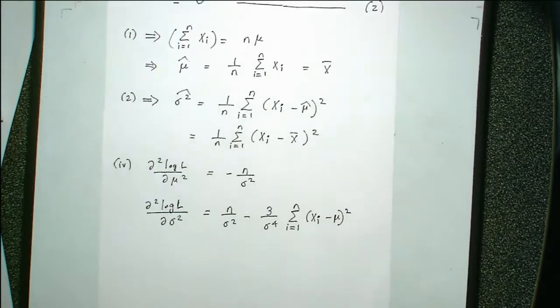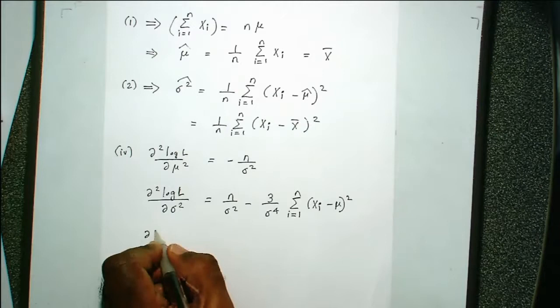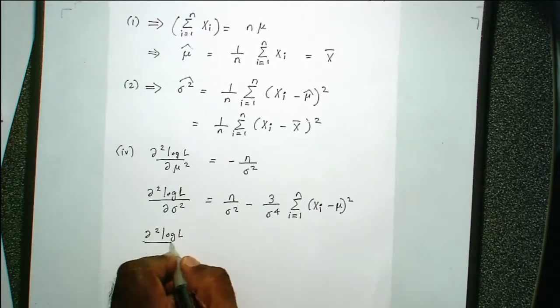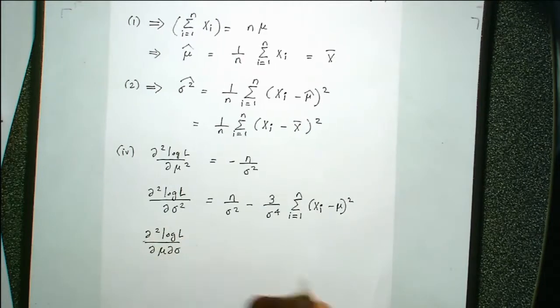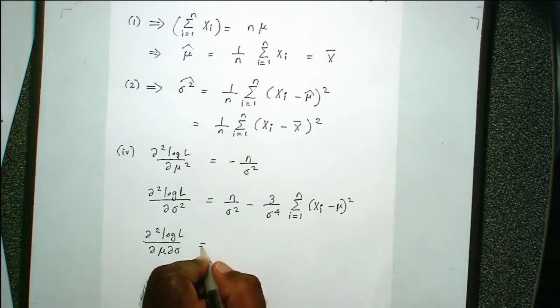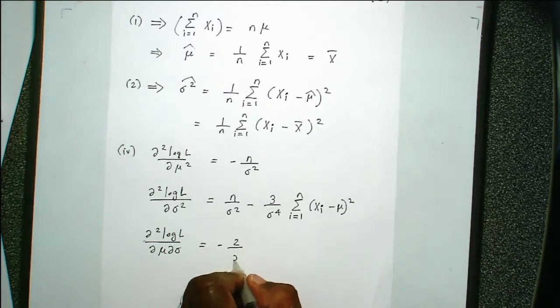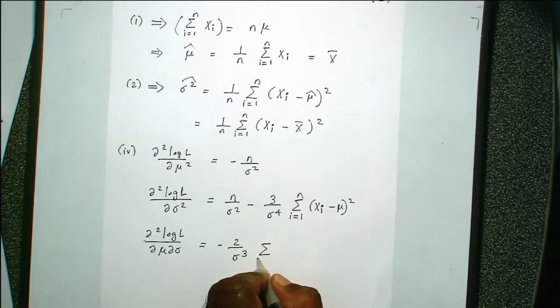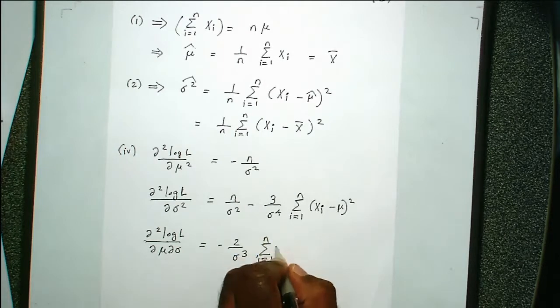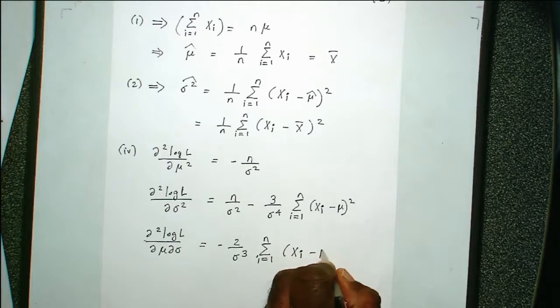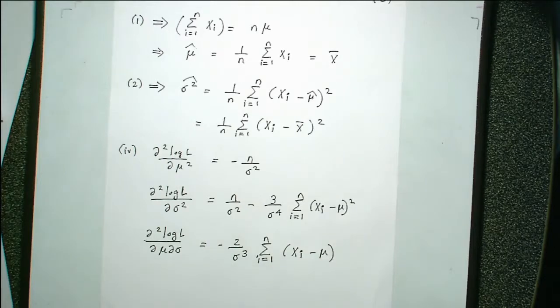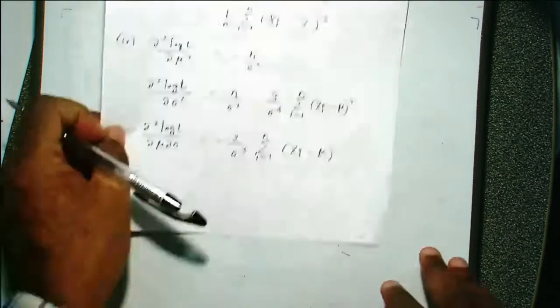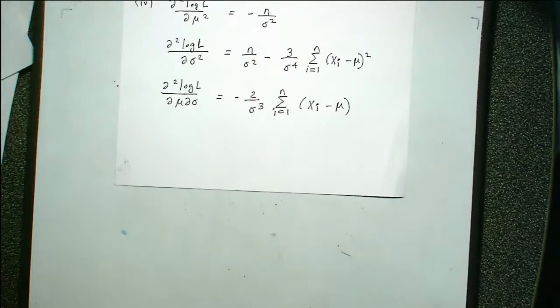And the mixed derivative with respect to mu and sigma is this. You can check this yourself. I'm sure all of you know how to differentiate better than me.